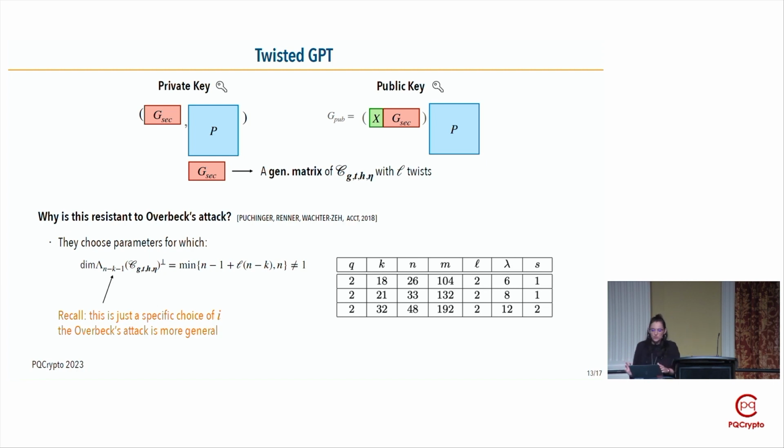Puchinger and Vectorze proved that this kind of system, the twisted GPT, which is just GPT where we replace Gabidulin codes with twisted Gabidulin codes, is resistant to the Overbeck attack, because they show that they choose some parameters for which the dimension of the dual of the Q-sum operator related to I equal to n minus k minus 1 is always different from 1. But we have seen that this is not sufficient to say that the system is resistant to the Overbeck attack, because the Overbeck attack is more general than that.